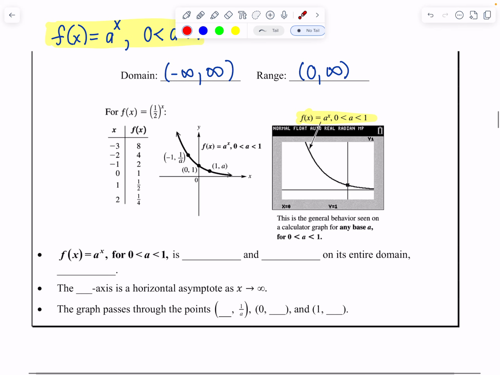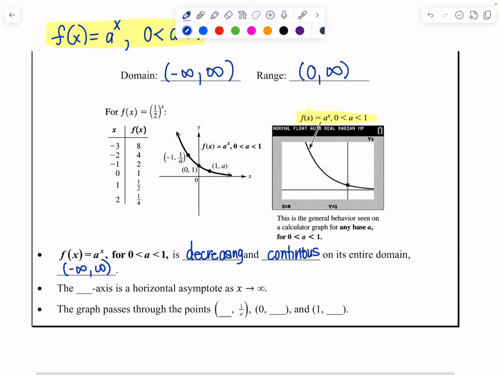Now, just by me showing you this, let's fill this in. What is this? Decreasing and continuous on our interval, on our interval, entire domain of -infinity to infinity. Once again, the x-axis is the horizontal asymptote.